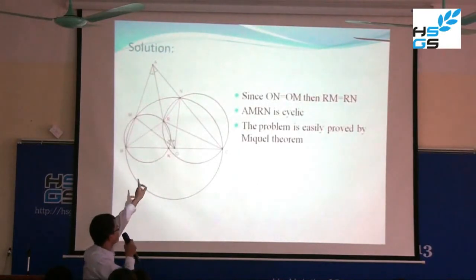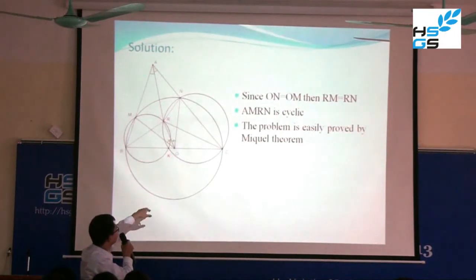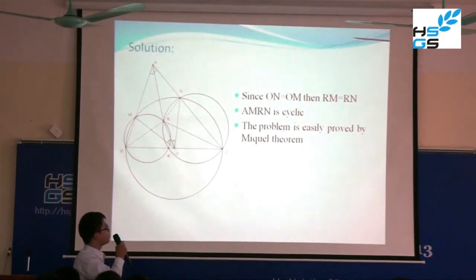Here's the diagram. You can see this is the circle with diameter BC, this is O, and here are M and N. It has a very simple proof. Since OM is equal to ON, then RM is equal to RN, and in triangle AMN, the angle bisector intersects the opposite perpendicular bisector at R, so A, M, R, N must be cyclic, and it is easily proved using the famous Iran theorem.